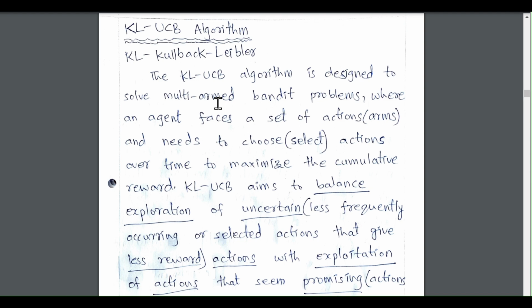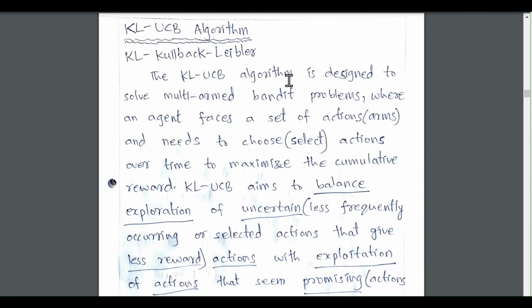The main difference between UCB and KL-UCB is that KL-UCB uses different confidence bounds, based on the KL divergence method. KL-UCB is more robust, and it also gets better regret bounds when compared to the UCB algorithm. In summary, KL-UCB is a more sophisticated method for solving multi-armed bandit problems, uses different confidence bounds, and is more robust.